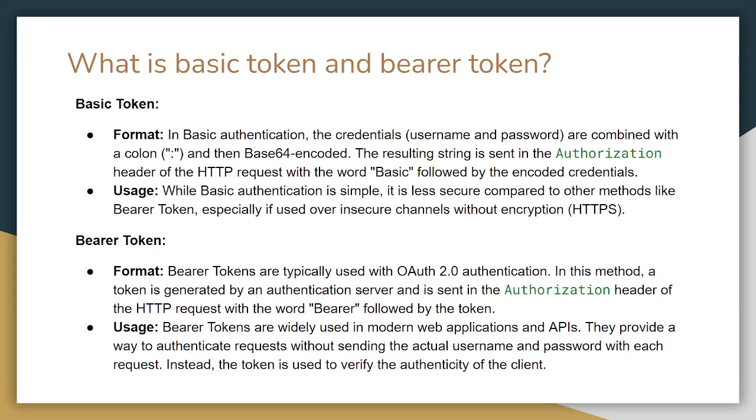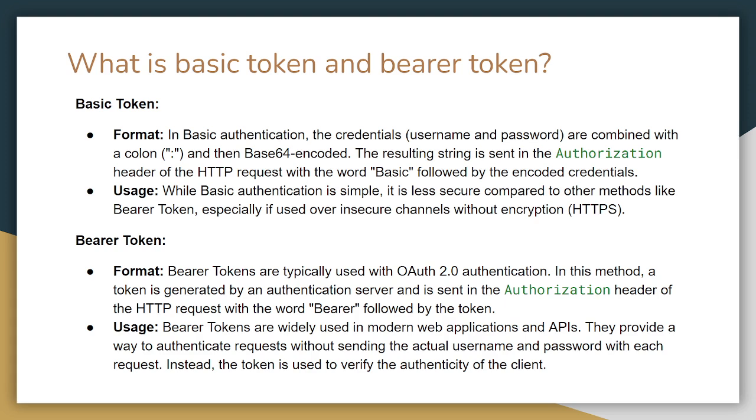So next is what is a basic token and bearer token. Basic token and bearer token are two types of authentication mechanisms that are commonly used for HTTP based authentication. These methods are often used in the context of API security. First we will try to understand what is a basic token. In basic authentication we normally use username and password, combined with a colon and then base64 encoded.